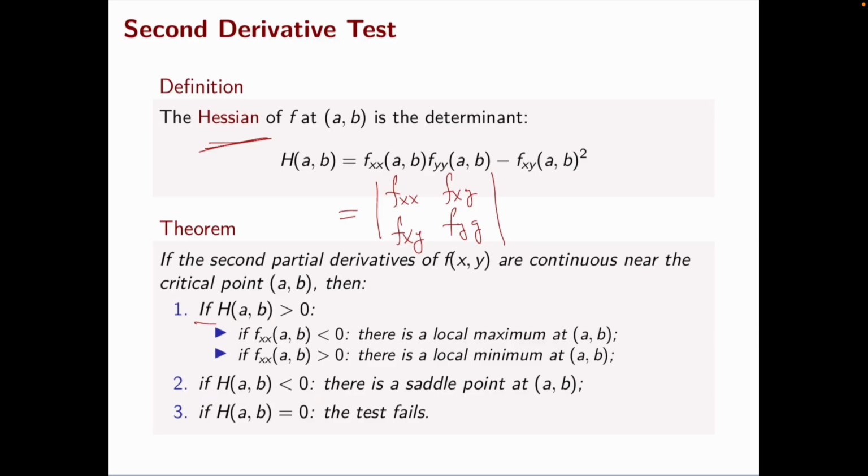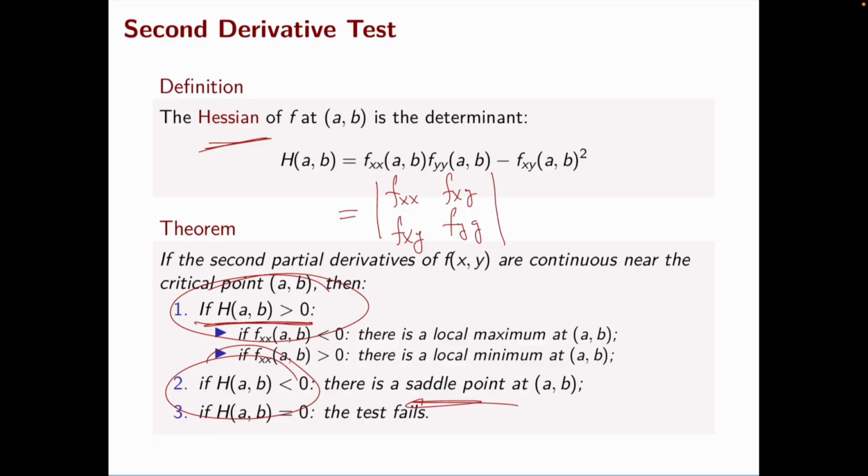If this number is positive, I mean, if we get that the Hessian is positive, then we can say directly that the function is going to have extrema there. It's going to be a maximum or a minimum, but it's going to be extrema for sure. So it's not going to be a saddle point. Okay? So Hessian positive, extrema, and Hessian negative, saddle point.